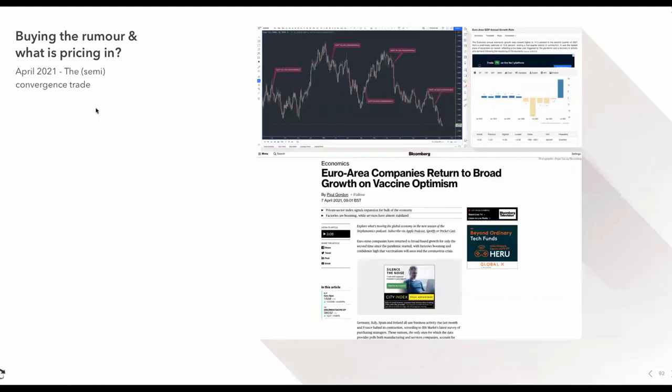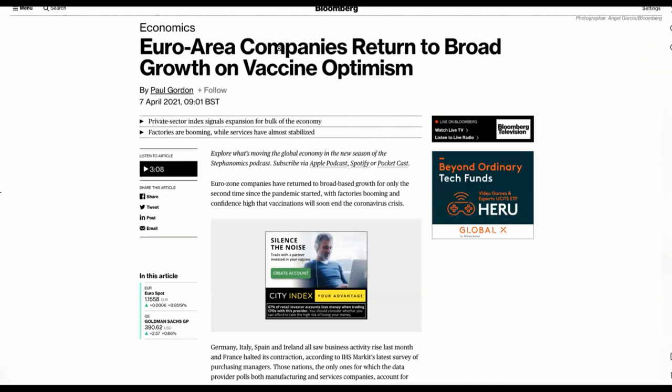Then we had in April a bit of a semi-convergence, right? So this was a bit of a different trade idea. The trade idea was more to do with the euro area starting to grow. So you had a weak euro, and euro area companies returned to broad growth on vaccine optimism. So private sector, with basic expansion, I'm not going to read it.